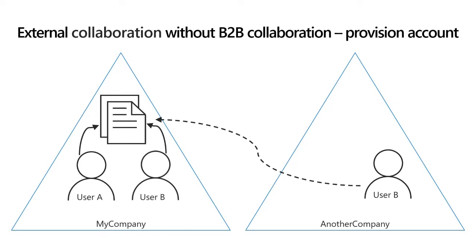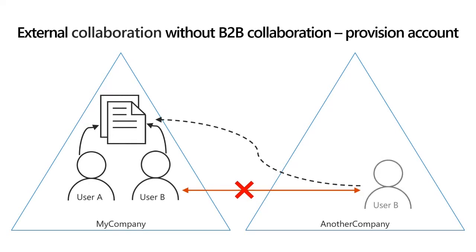But there are some negative things about this. The user needs to remember another set of credentials. And also there's no link between those accounts. Which means that if user B quits at that company and no longer should have access to those things, he still has an account in my company. So there's a risk of lingering permissions here.